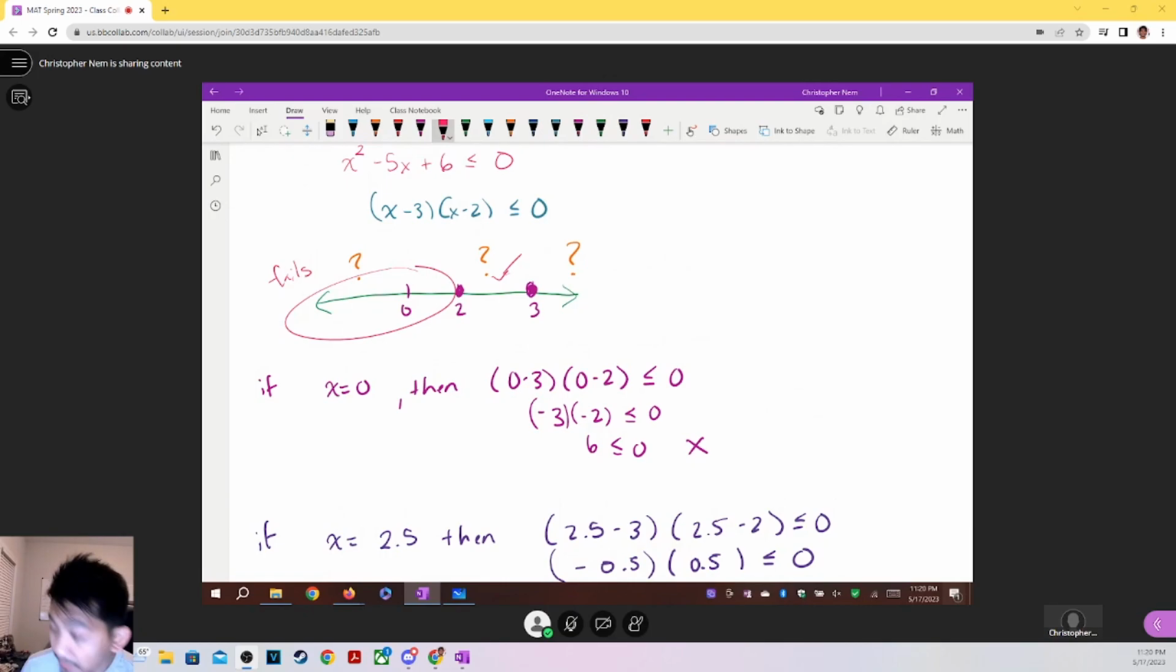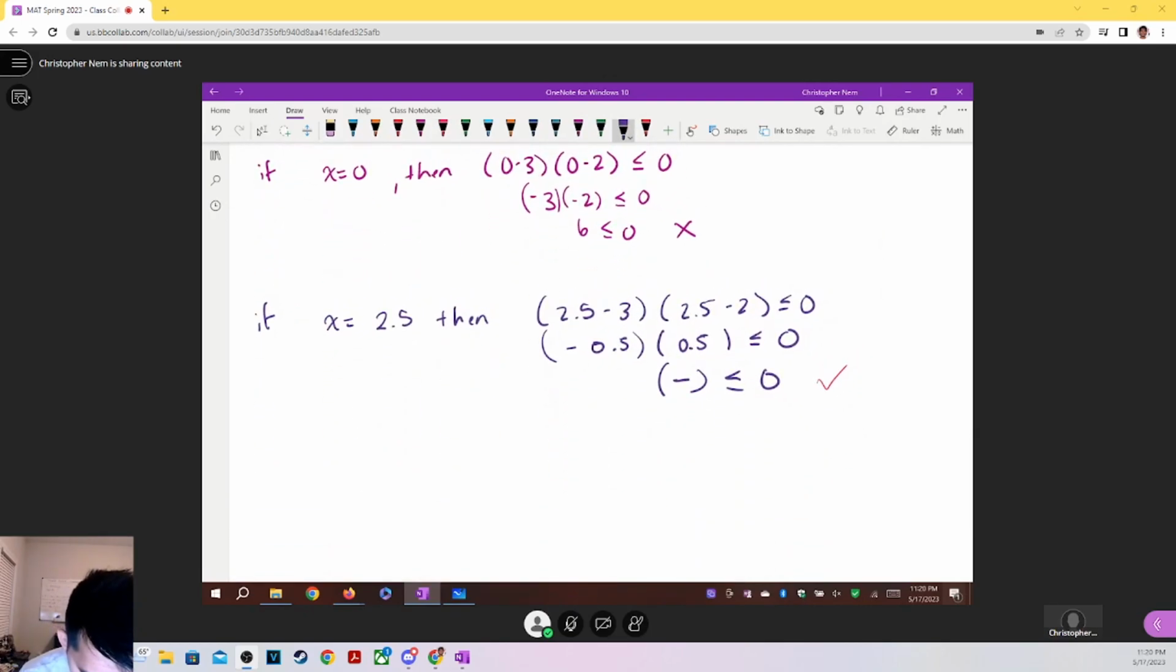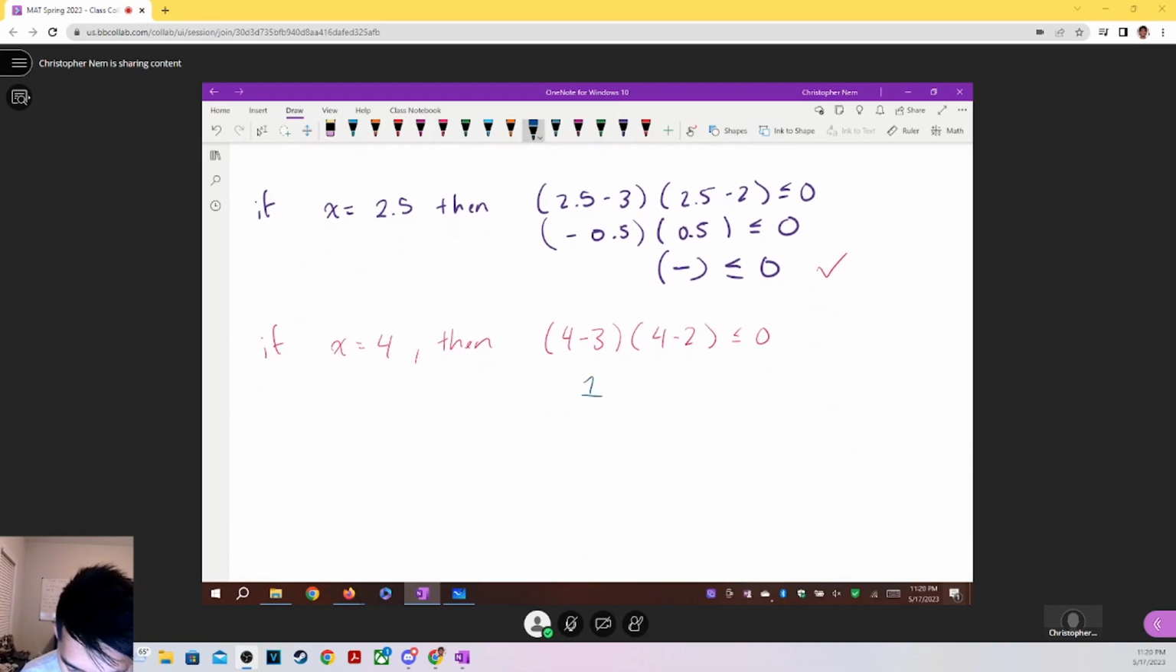All right. Now, what about past 3? Well, let's use the number 4. If x is equal to 4, then 4 minus 3 times 4 minus 2. Is that going to be less than or equal to 0, my inequality in particular? 1 times 2. That's going to be 2 is less than or equal to 0. Is that true? No, it's not. 2 is not less than or equal to 0.